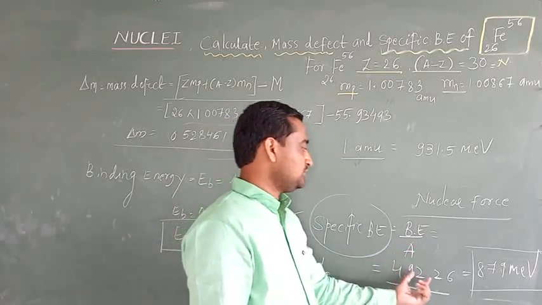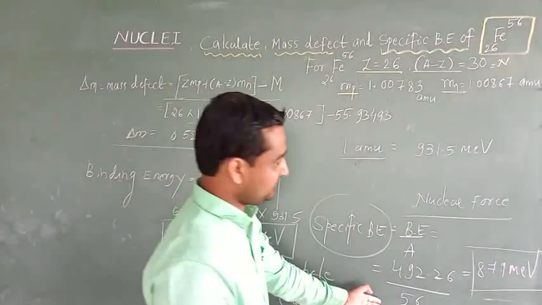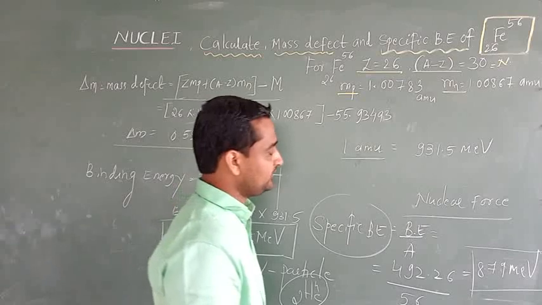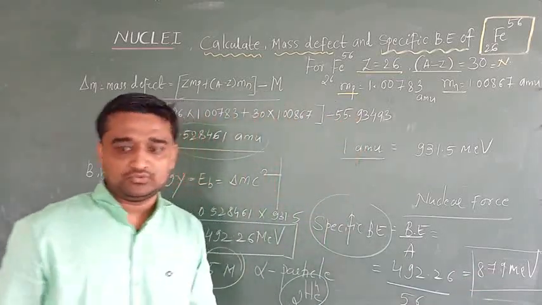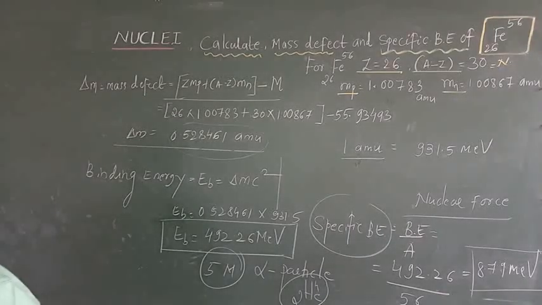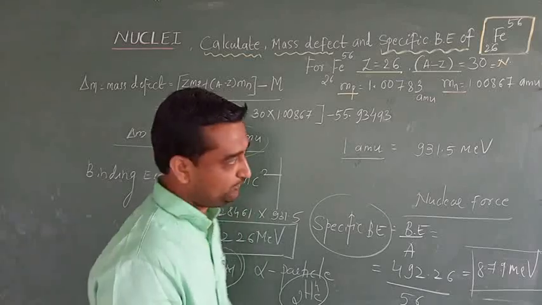So 492.26 divided by 56, what we have got here for the iron nucleus, gives 8.79 mega electron volt. That is the specific binding energy, or binding energy per nucleon, right?